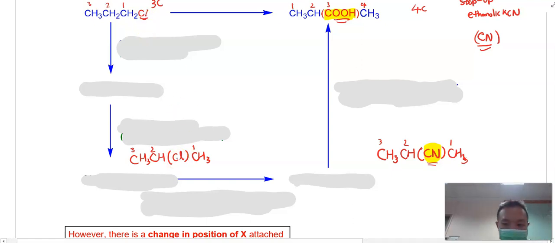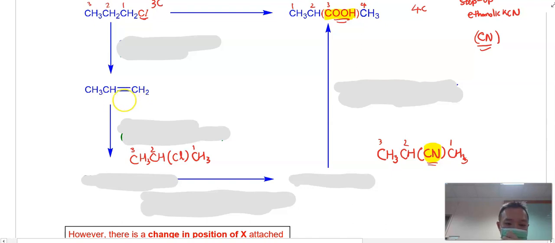Remember the tip I shared with you earlier on at the start of the video? Now consider elimination followed by addition. So let's now take a look. What happens when I eliminate this? If I eliminate this, I will get an alkene. The Cl is gone with the adjacent carbon's hydrogen, I get a double bond.